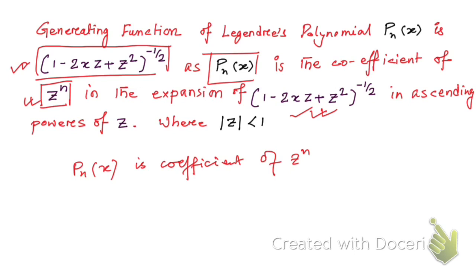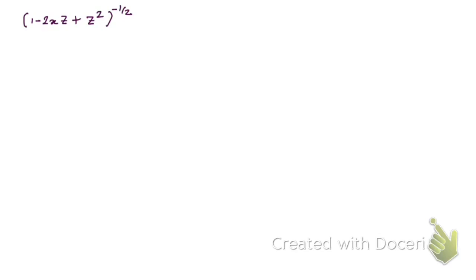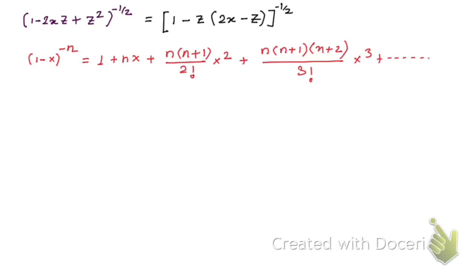Let me take a new slide. Now here you see, to expand this, let me express it in this way. Here 1 minus, let us take z common, so minus z is taken common, then we're going to have twice x minus z, whole to the power minus half, right? So that we can apply this formula. To expand this, we're going to use the binomial expansion.